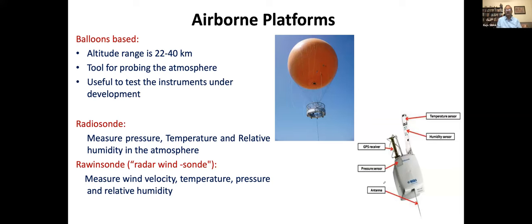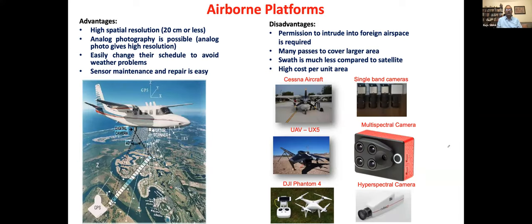And then there are radar wind sondes, for example. Again, there are different kinds of sensors being used. They can be attached to airborne platforms as well, like aircraft or balloons. There are lots of advantages of the airborne platform because they provide data in high spatial resolution. They can provide data in resolutions of 20 centimeters or less.